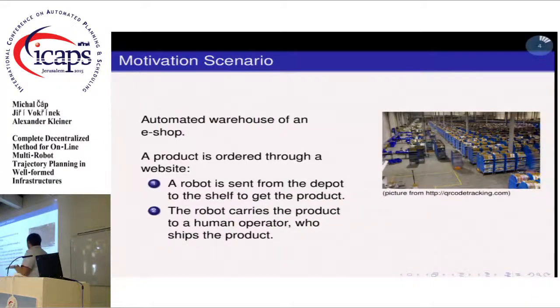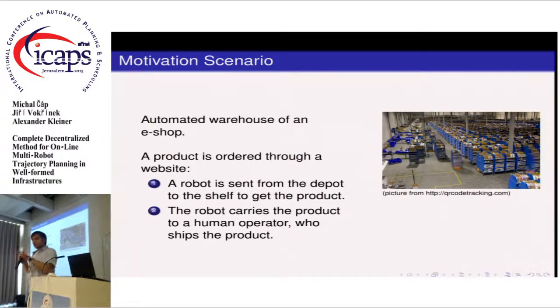To ground things a little bit, to have a concrete scenario in mind, let's have a look at this automated warehouse system of a web shop, for example. You can imagine that a customer orders a product, and then we look into the database in which shelf the product is stored, and then we want to send a robot from some charging station to pick the product from a shelf, and then move it to some human operator who will take the product and ship it to the customer. So that's the scenario we want to solve.